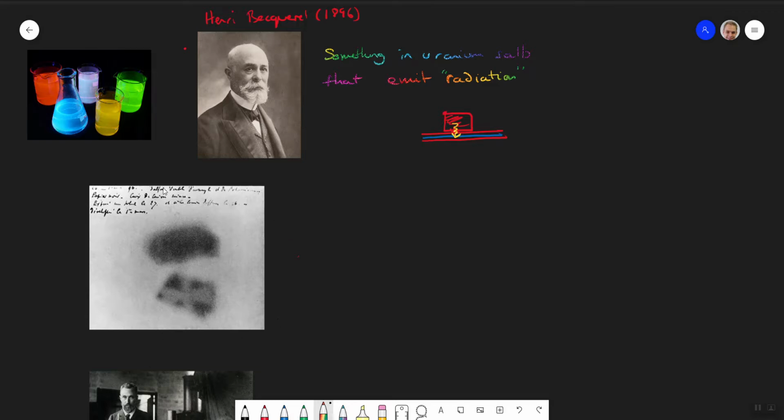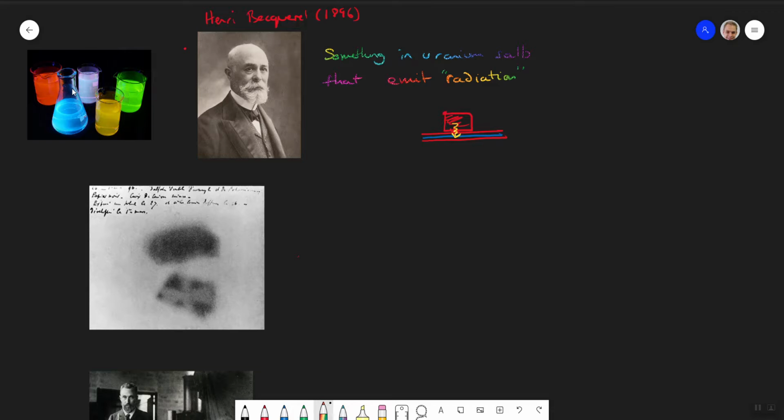And this is his shadow. You've got this sort of Maltese cross. So you put a metal plate underneath one of the salts to show that it was passing through paper, but not through metal. And he starts doing investigations of these things. And very quickly he realizes it's got nothing to do with the glow-in-the-dark tendencies of these things at all. It's something from within the uranium salt.